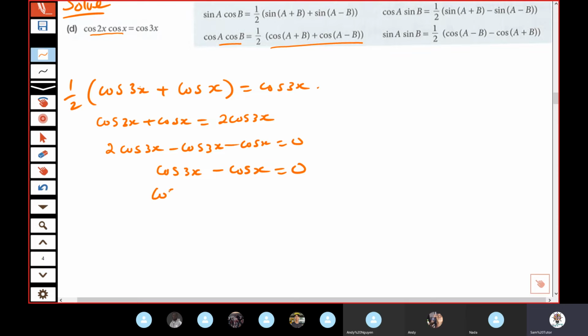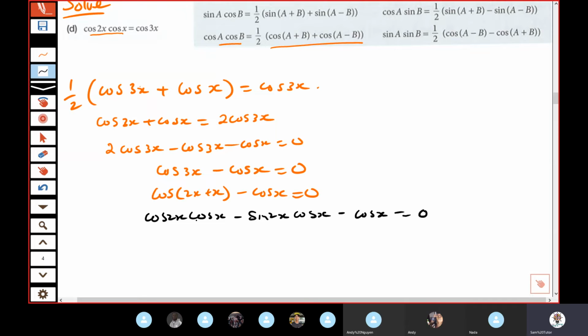So, cos 2x plus x minus cos x, cos minus sine. So that becomes cos 2x cos x minus sine 2x sine x minus cos x equals 0. So cos minus sine.